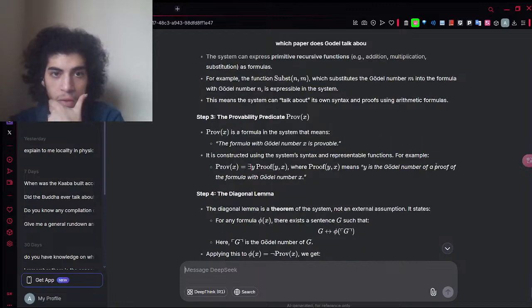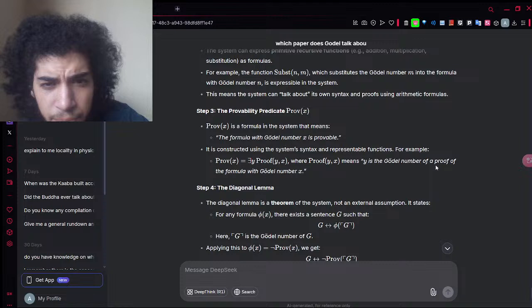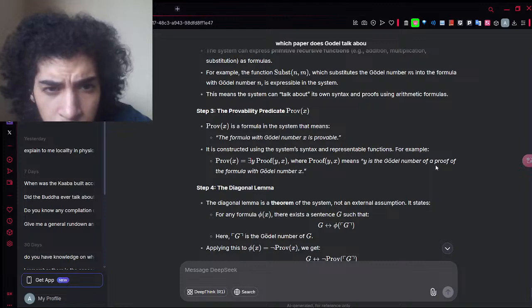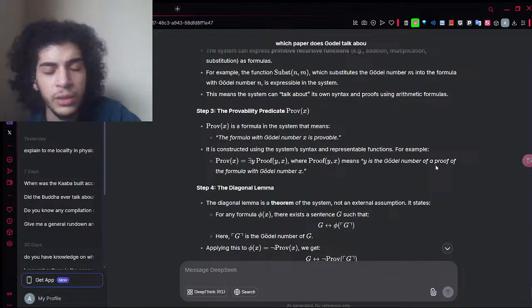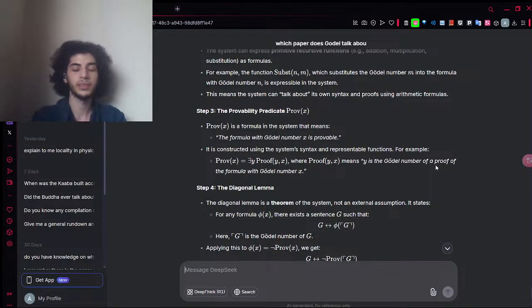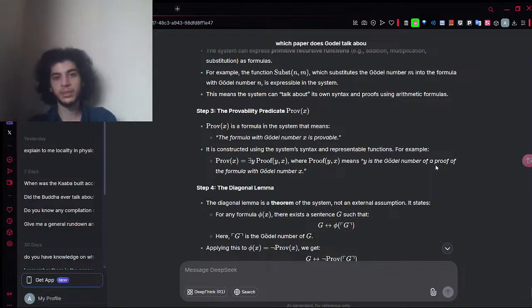The provability predicate, Prov(x). It's a formula in this system, and now I understand what that means. So the provability predicate simply is an assertion, an assertive formula: the formula with Gödel number x is provable. It's not a Boolean function, it's a formula that asserts that the Gödel number x is provable. It is constructed using the system's syntax and representable functions.